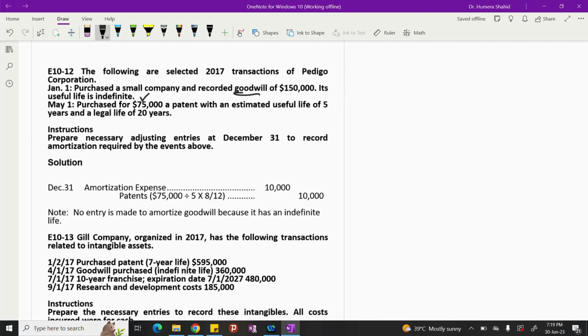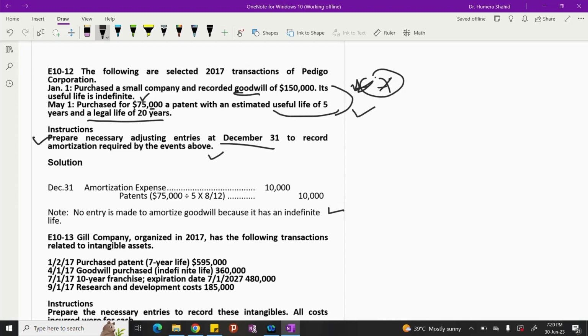Then May 1st, what happened? Purchased a $75,000 patent with an estimated useful life of 5 years and a legal life of 20 years. Remember, for patents, we compare legal life with useful life. Whichever is shorter, we take that. So here, the shorter is useful life, so 5 years will be taken. And yes, for a patent with a limited life, we calculate amortization, right? They say prepare the necessary adjusting entry at December 31st to record the amortization required by the above events. Don't get confused. Be very clear that goodwill is not amortized. It is only valued, so no amortization for goodwill. But yes, for the patent we can do that.